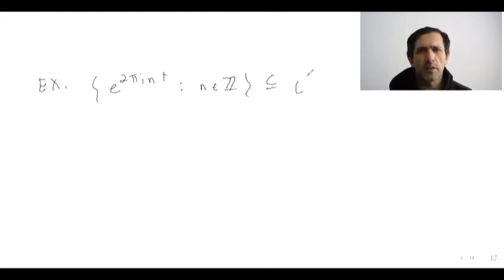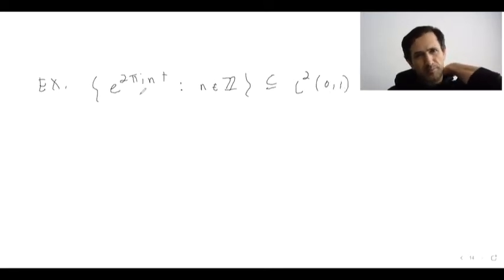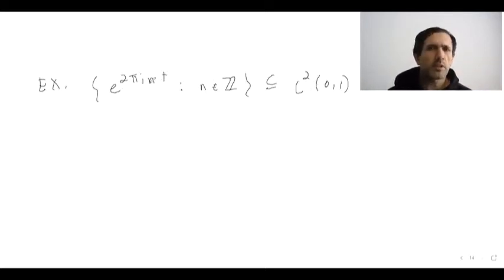Right, so for example, this is an example of a pairwise orthogonal set in L2. Take any two different elements here, just compute their inner product. We did this before, it's very trivial. We get 0. Okay.